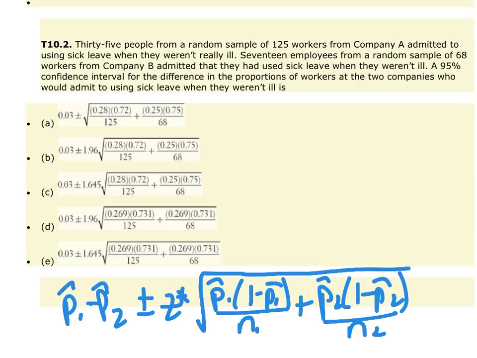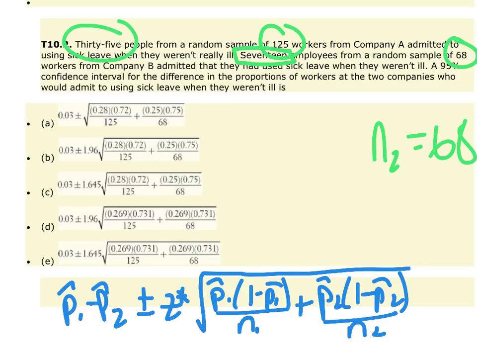Now, when you go back into here, we want to figure out what are the p hat values. The first one, it said 35 people from the sample of 125. And then the second one, we had a random sample of 17 employees from the sample of 68. So our sample sizes we can tell are going to be for n2 is 68. For n1, our sample size is 125, which all of these statistics do show.